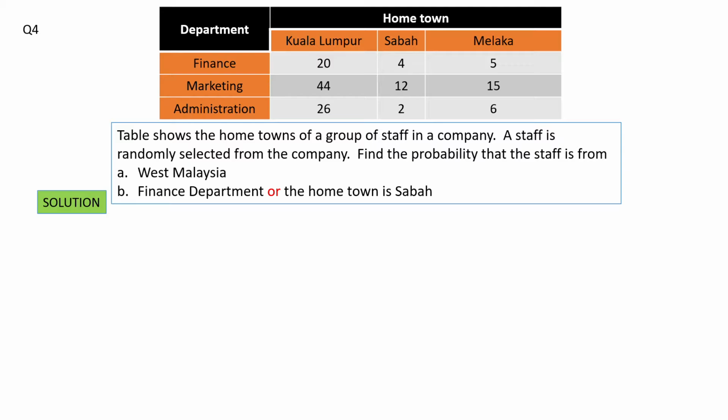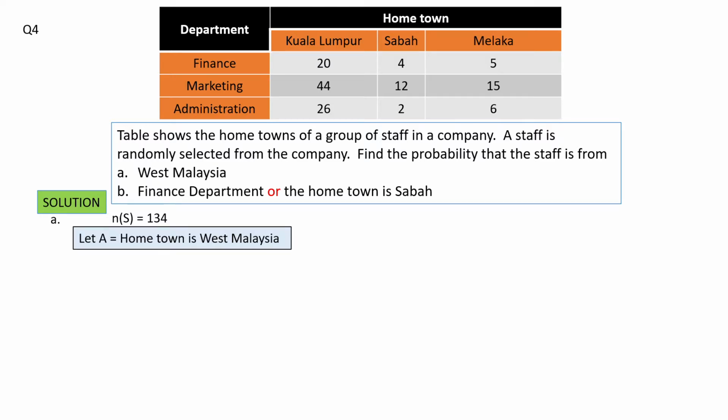Question 4. The table shows the hometowns of a group of staff in a company. A staff is randomly selected from the company. Find the probability that the staff is from West Malaysia. Okay, to start with, let's find the number of the sample space. You can find this value by adding all the staff in the company. So the total staff here we have is 134.